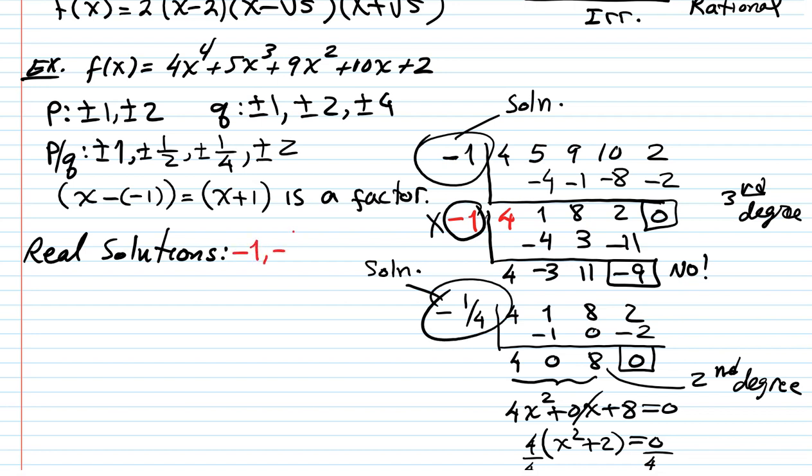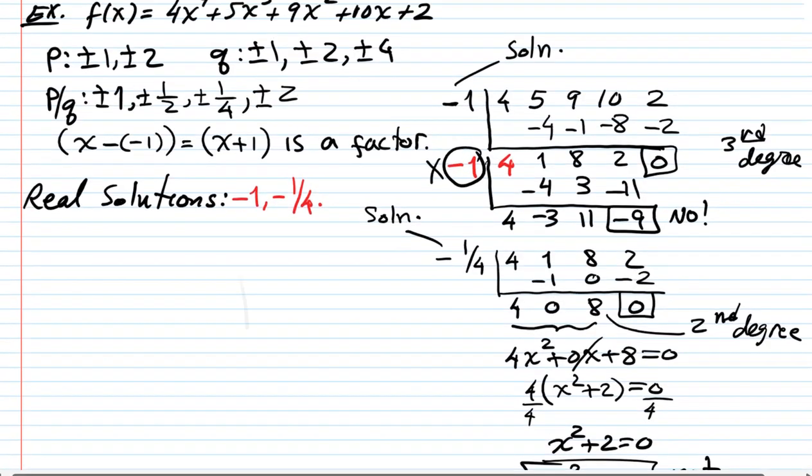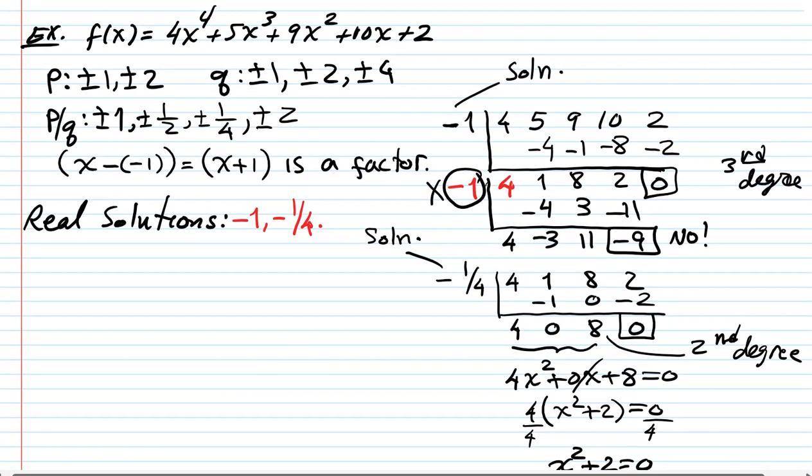Negative 1, negative 1 quarter. That's it. The other two solutions are not going to be real. They're not going to come from here as real. There are yet two other solutions, but they're not real, and they end up being complex, and that's what we do in the next and last section of this chapter. So now let's write the factored form.